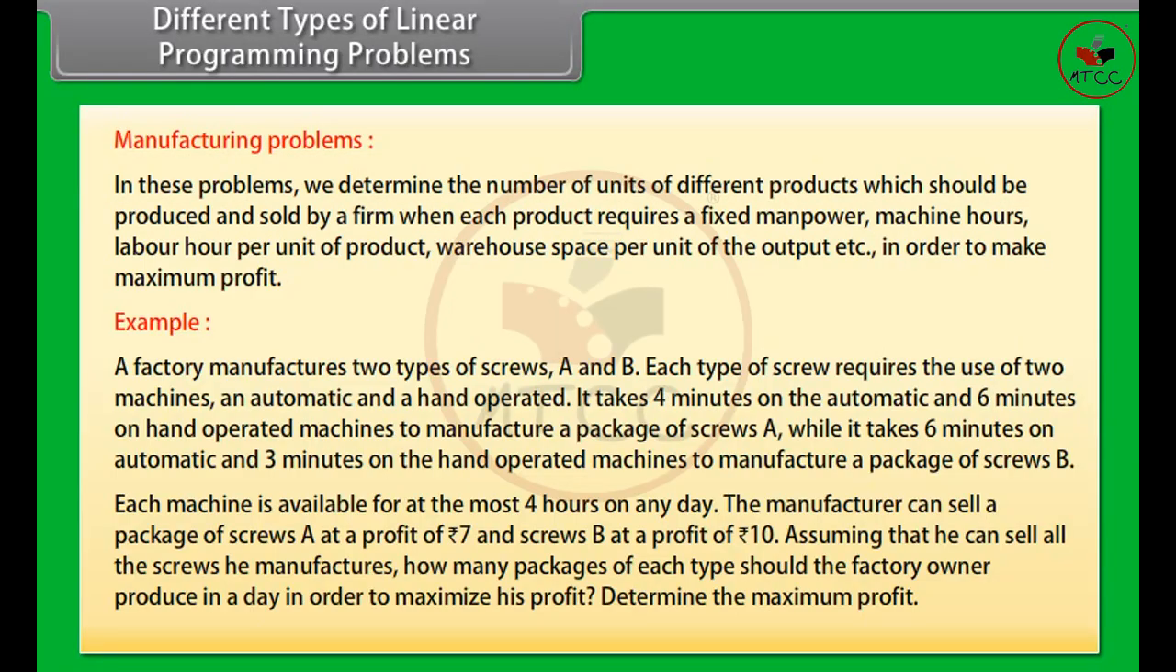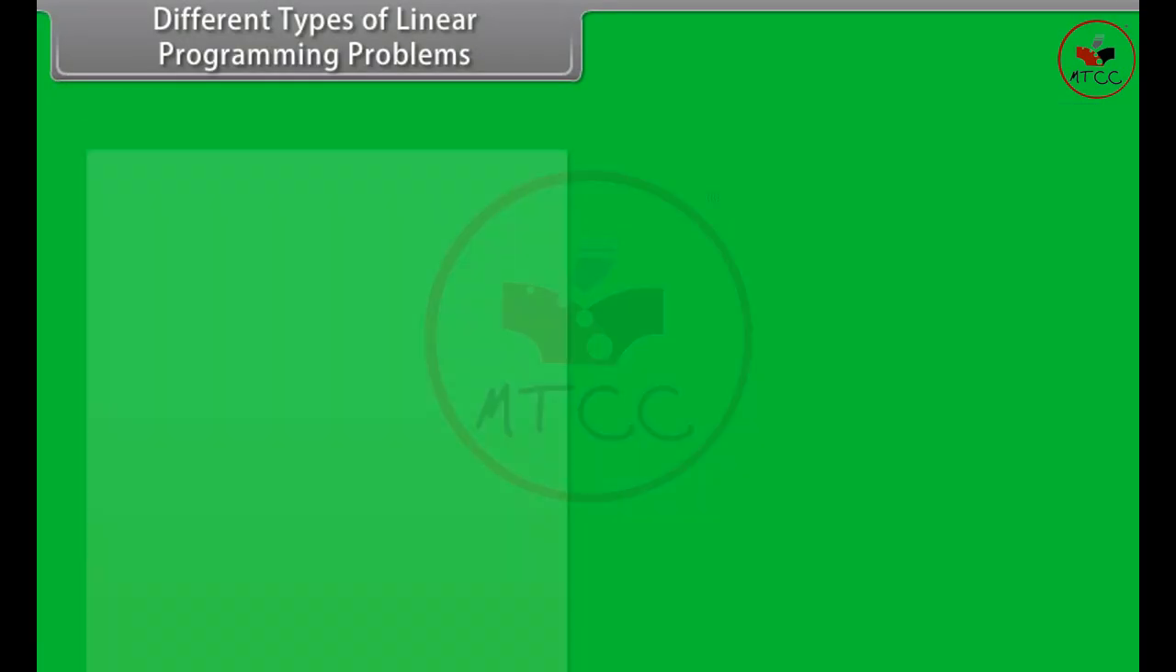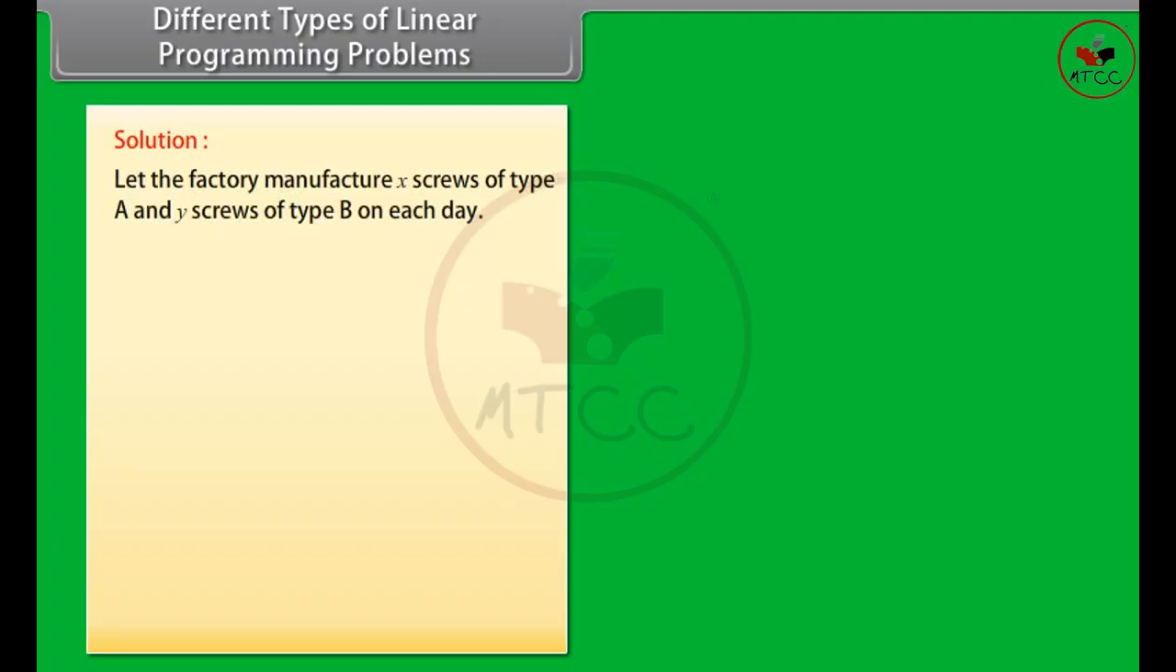The manufacturer can sell a package of screws A at a profit of rupees 7 and screws B at a profit of rupees 10. Assuming that he can sell all the screws he manufactures, how many packages of each type should the factory owner produce in a day in order to maximize his profit? Determine the maximum profit. Solution. Let the factory manufacture x screws of type A and y screws of type B on each day. Therefore, x is greater than or equal to 0 and y is greater than or equal to 0.